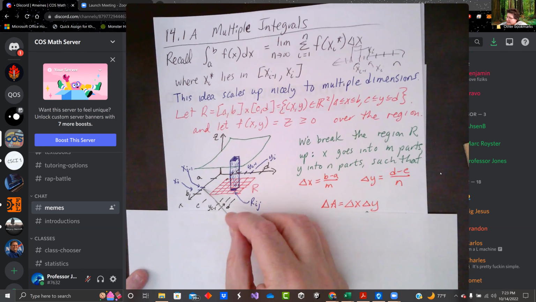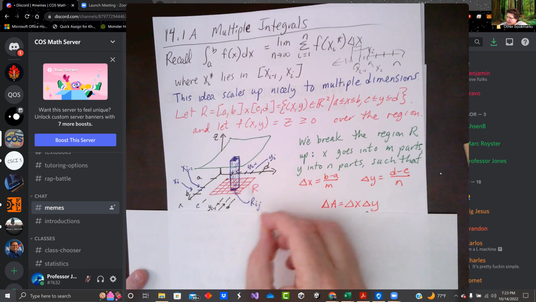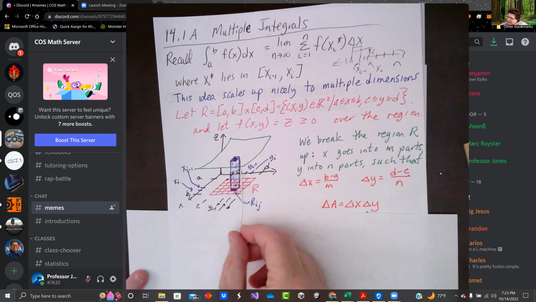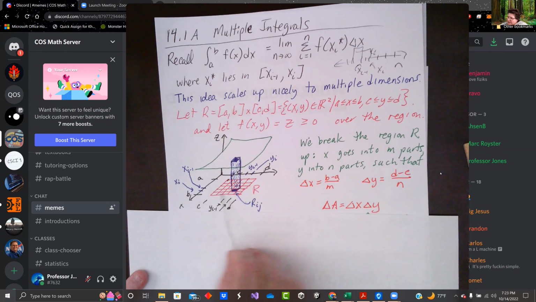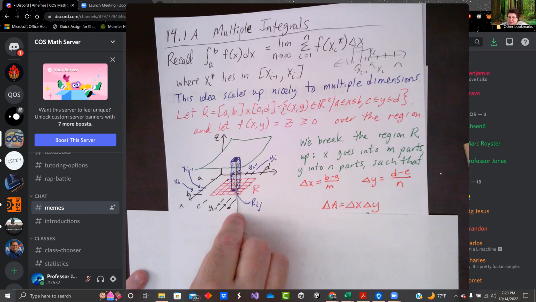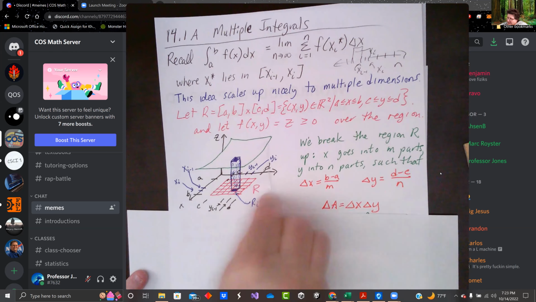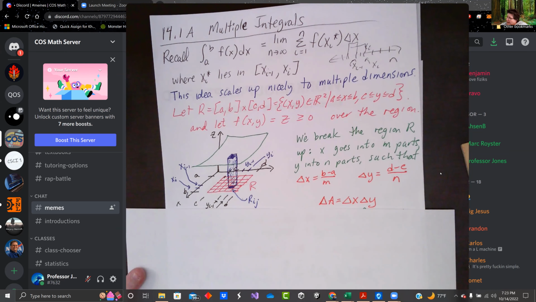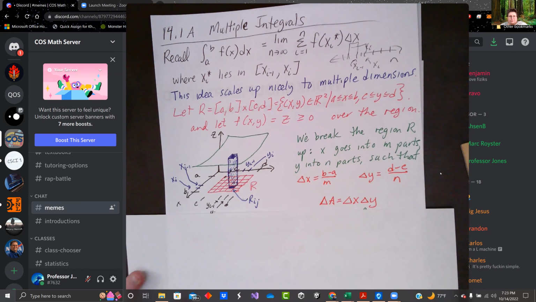This is the x_(i-1) to x_i and y_(j-1) to y_j box right here. And we are finding the volume of this region going up to the surface. So we're finding the volume under the curve. It's not area under the curve anymore, it's volume under the curve. But the region down in the xy plane is just rectangular. We're going to leave it as such for now. We'll change that in 14.2.